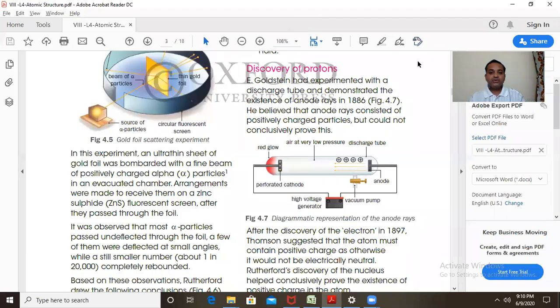Now friends, we are going to start today with the discovery of protons. Before we move ahead towards the proton, we are going to see some concepts in this discovery of protons. One of the concepts is hydrogen and the hydrogen nuclei.